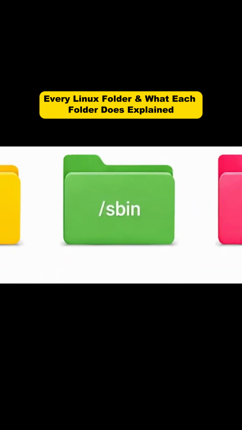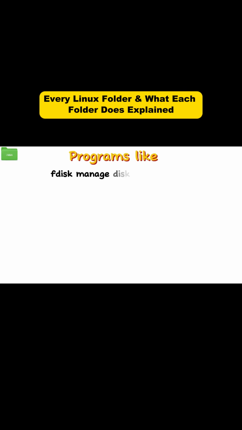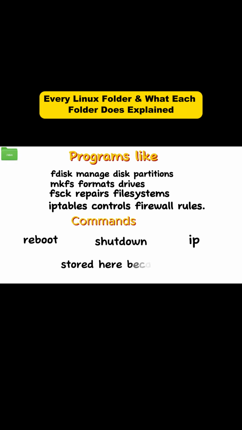Sbin directory. This directory contains administrative tools mainly used by the root user. Programs like fdisk manage disk partitions, mkfs formats drives, fsck repairs file systems, and iptables controls firewall rules. Commands such as reboot, shutdown, and ip are also stored here because they directly control critical parts of a system.